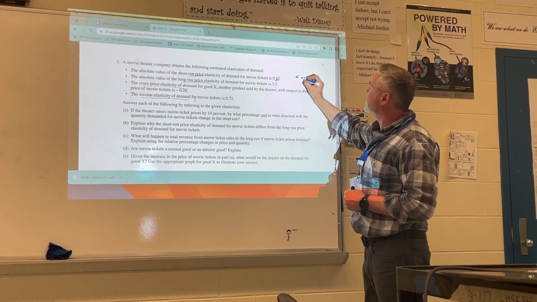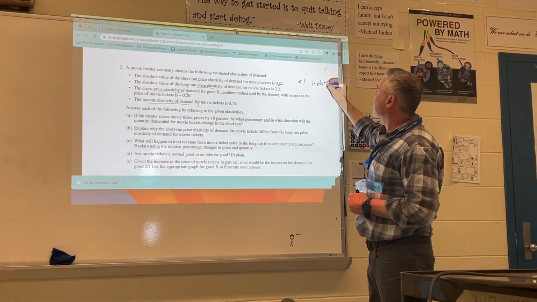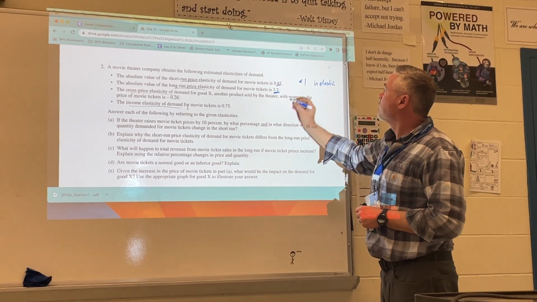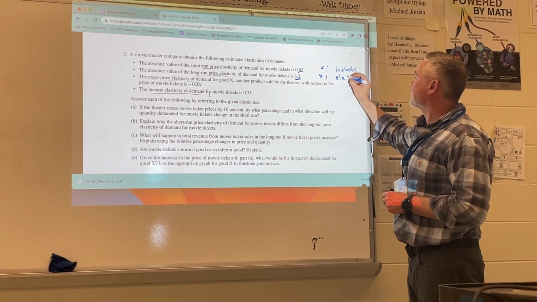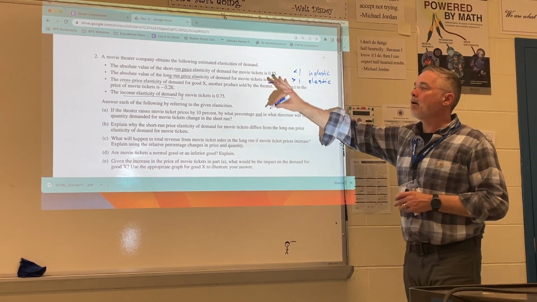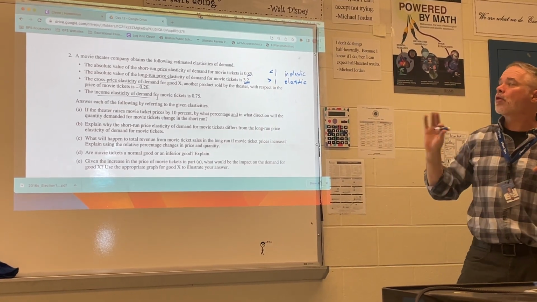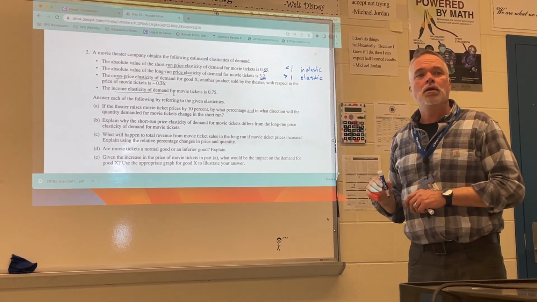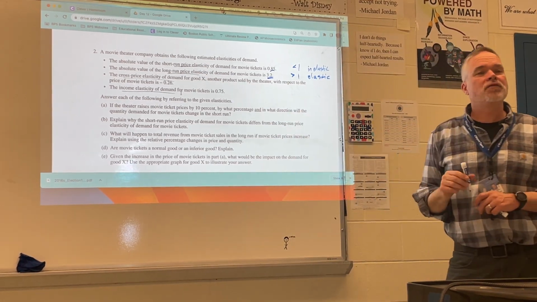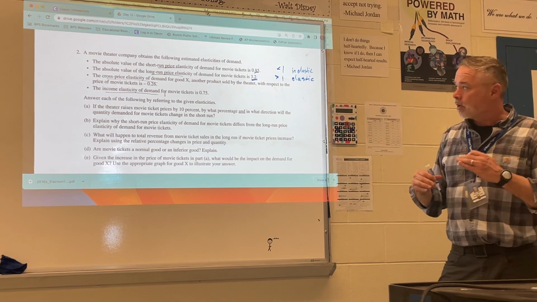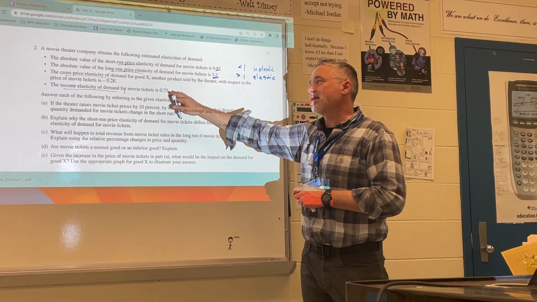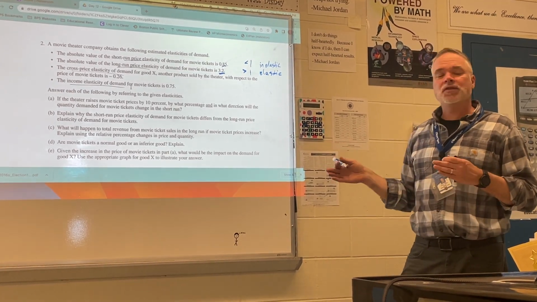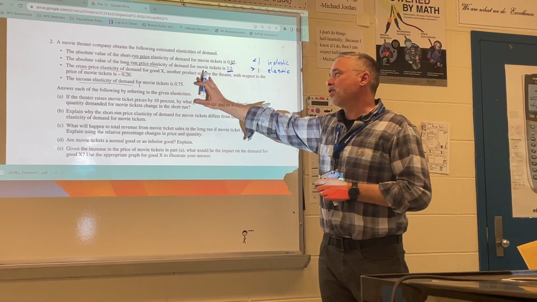Remember, if it is less than 1, it's going to be inelastic. For the long-run price elasticity, it's 3.2. If it's greater than 1, it's going to be elastic. That's all we care about for the price elasticity of demand or the price elasticity of supply: whether it's less than 1 or greater than 1. We use absolute value, so the positive or the negative doesn't matter. However, for the other two types of elasticity, the positive and negative do matter. That's actually the only thing that matters. Whether it's more or less than 1 doesn't matter. It's whether it's positive or negative.